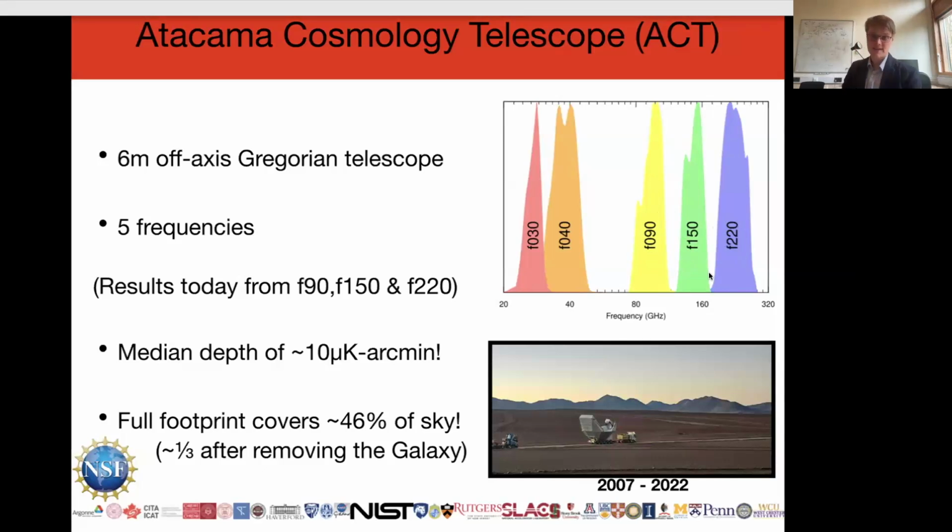In addition to being high resolution, ACT is a very sensitive instrument and has now reached median map depths of around 10 microkelvin arcminute. And in addition, it covers a very large area of the sky. The full footprint covers almost half of the sky. But what I'll talk about today is roughly observations on about a third of the sky, which is obtained from observations pointing away from the galactic plane.